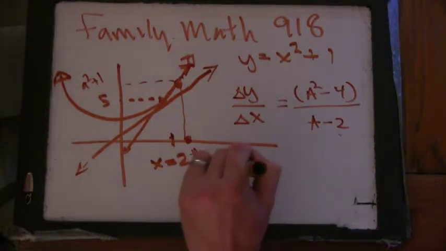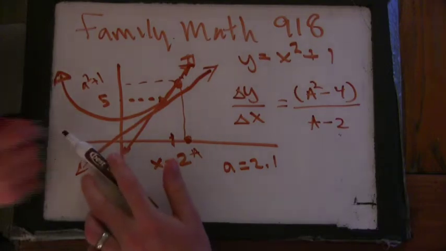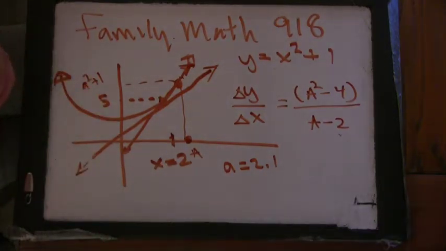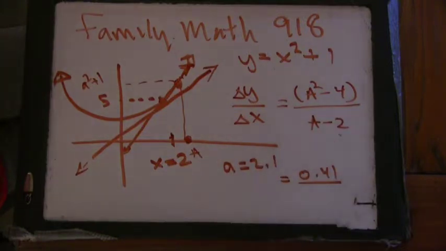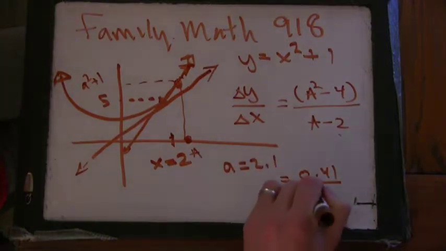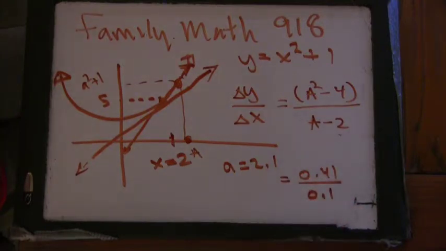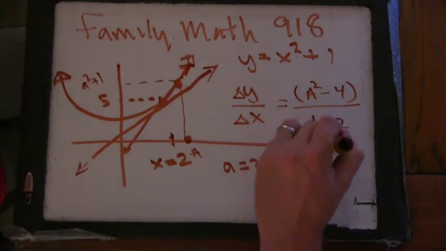So maybe I could pick a equals 2.1. Alright. So what is a squared minus 4 when a is 2.1? 2.1 squared is 4.41. So it's going to be 4.41 minus 4, so 0.41. Okay, so the top is going to be 0.41 divided by a minus 2, so 0.1. So it's 0.41 times 10, so 4.1.